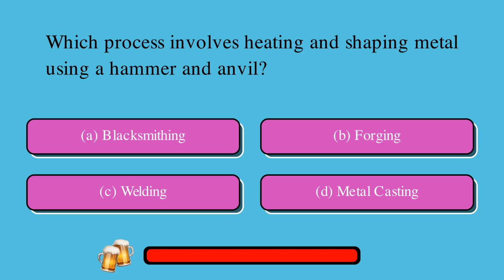Which process involves heating and shaping metal using a hammer and anvil? A, blacksmithing, or B, forging, or C, welding, or D, metal casting? The correct answer is A, blacksmithing.